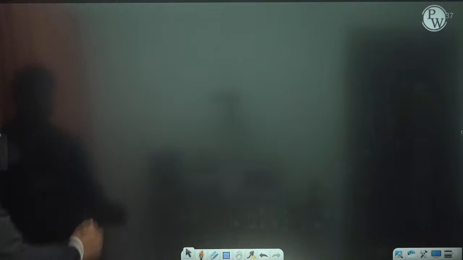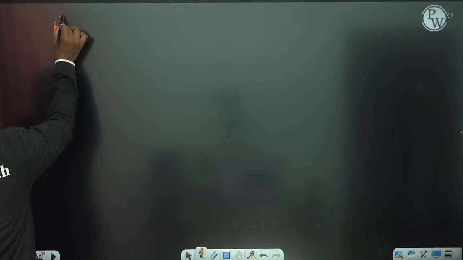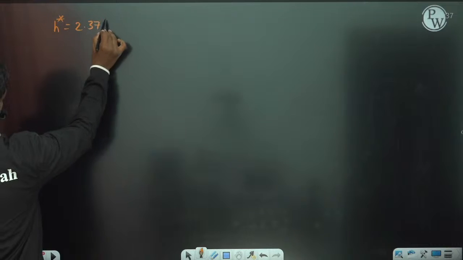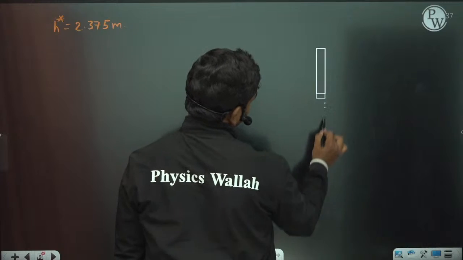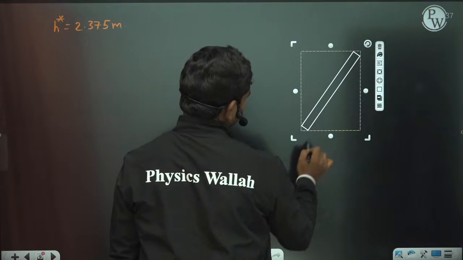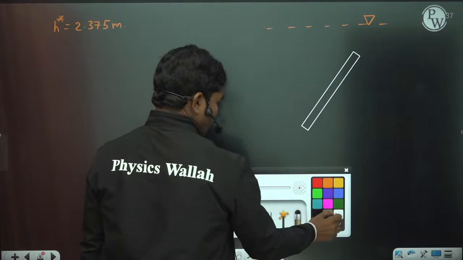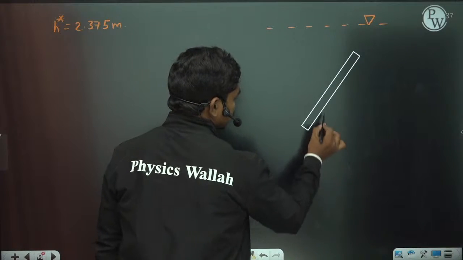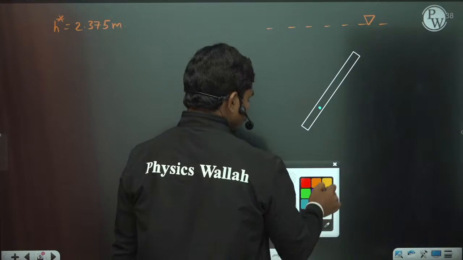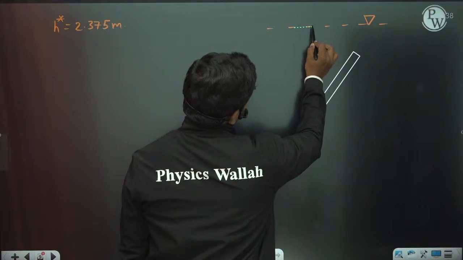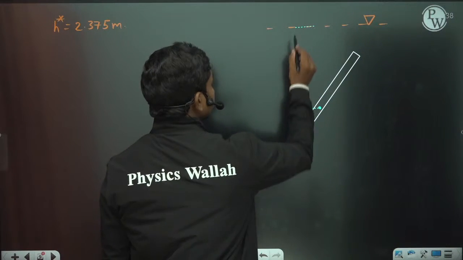So see here, h star value is equal to 2.375 meters, correct? Now try to understand one thing. You have your plate like this, this is the water surface. Now this is the location of center of pressure, so you know this height, which height? This to this point. So you have calculated this height, which is h star.